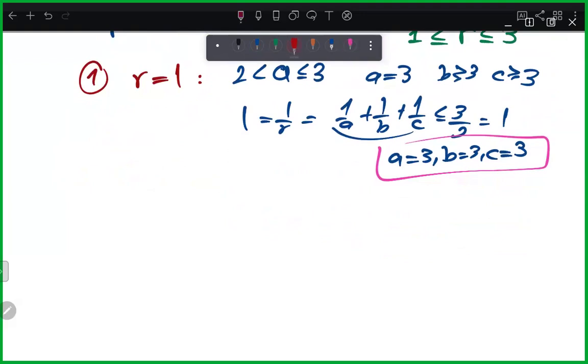Okay, now let's work the case R equals 2. Again, A is now greater than 4, right?